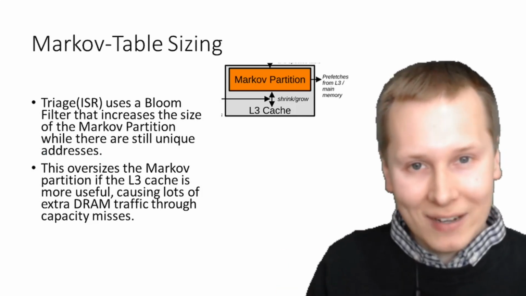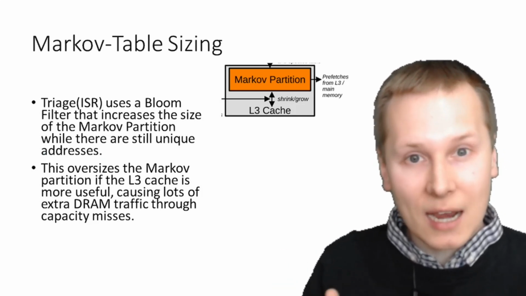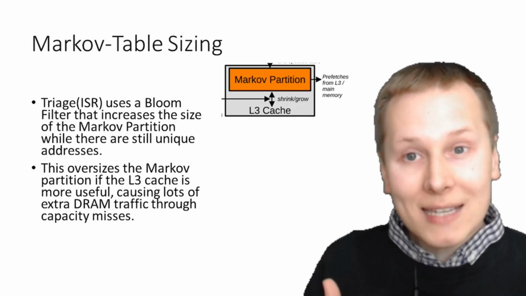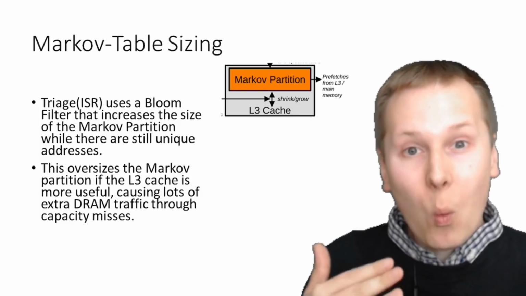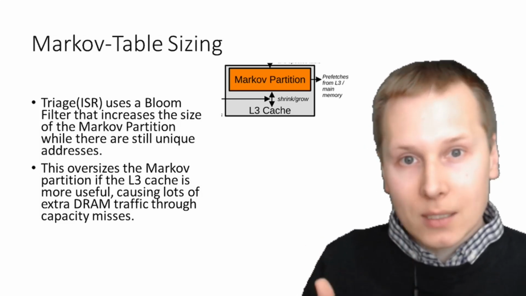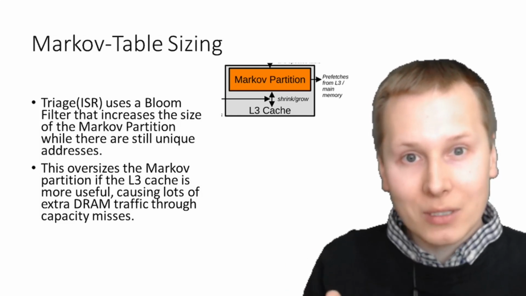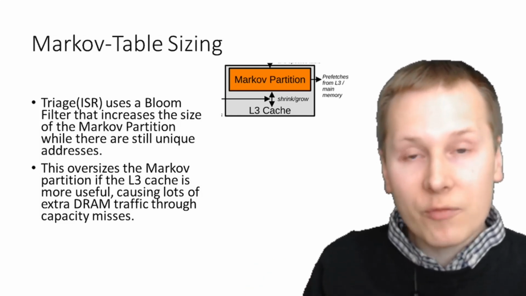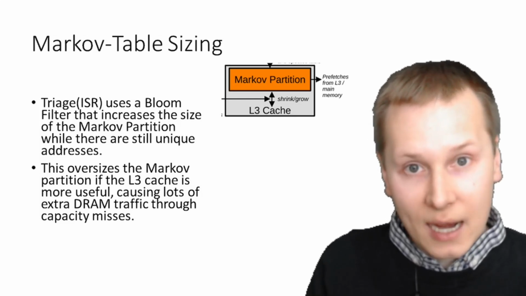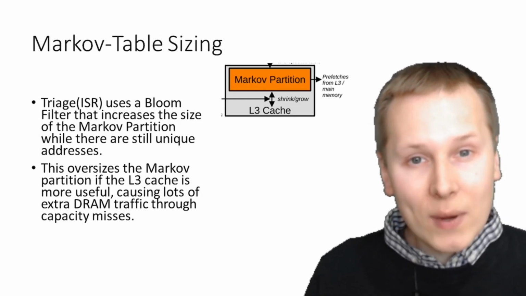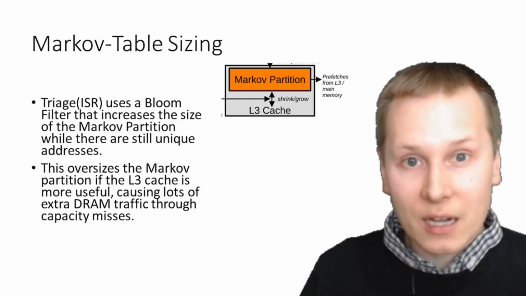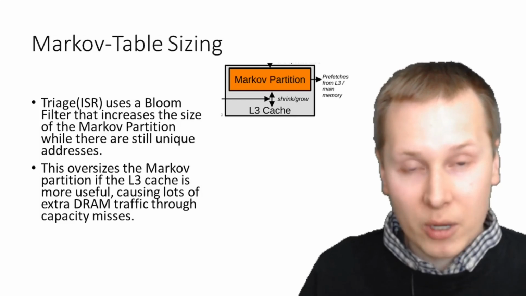So Triage, or at least its ISR form, the second paper in the sequence, uses a Bloom filter that increases the size of the Markov partition while the Markov partition still needs more size. So if there are more misses that the Markov partition could be storing, the Markov partition will grow to store them, up to the size of half of the total L3 cache. That's not always the right thing to do, because you're taking away space from the L3 cache that might be more productive than the Markov partition.